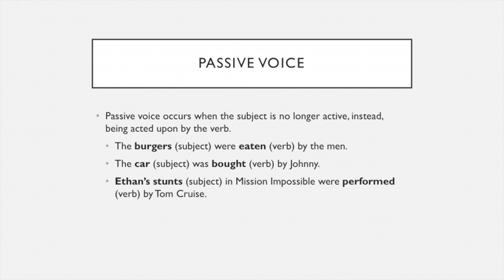In these instances, we can see that there is passive voice because in the first instance, the burgers are being eaten. In the second example, the car is being bought. And in the third example, the stunts are being performed. These sentences do not really make sense in the long run. You can see from these examples that they are confusing to the reader, and that they really aren't active.